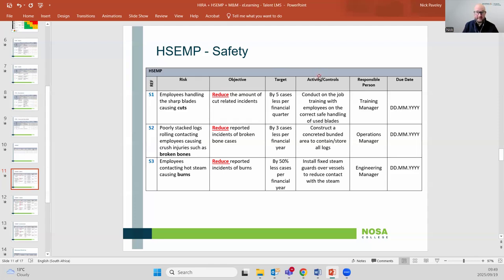This is our activity/controls. So this is the problem. This is what we want to do about the problem. This is how much we want to achieve our objective by. And this is our problem-solving solution. This is hopefully going to help us to reduce that said risk by that said objective, by that said target.